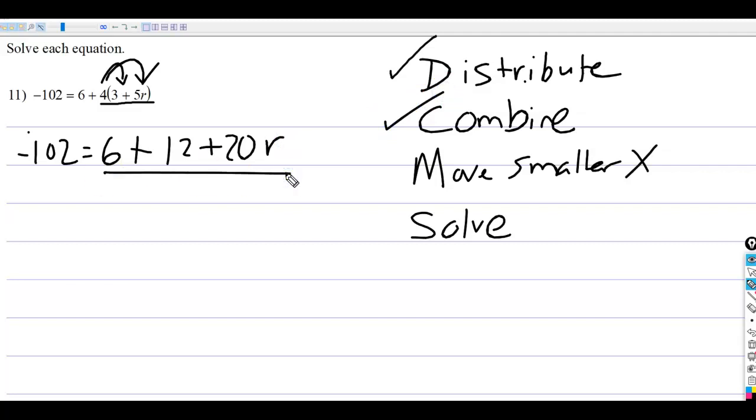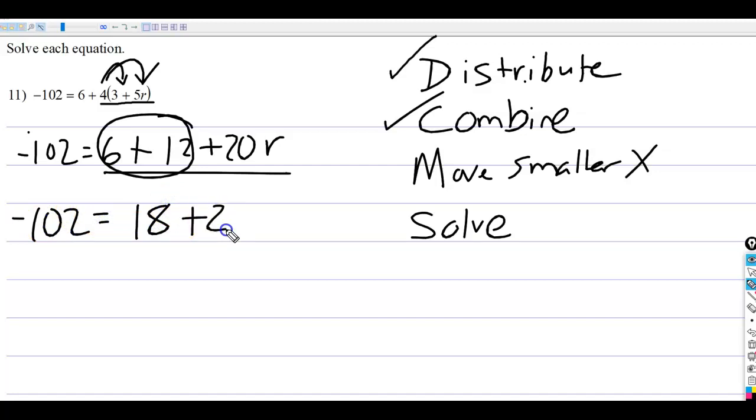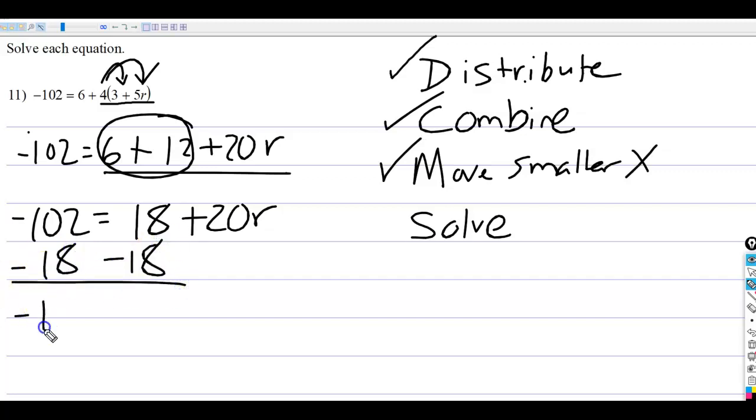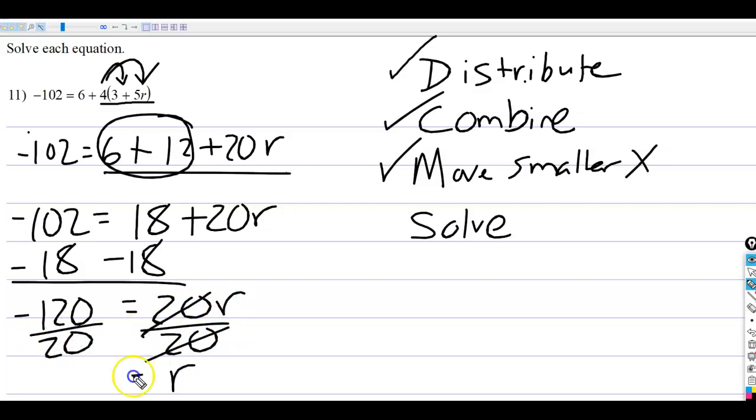On the left side of my equation, I have 2 like terms that I can combine. Next one says move the smaller x. Now in this case, I don't have a variable on both sides, so we're going to skip that step. And from there, we just solve. And there you have it. Let's go ahead and move on to another one.